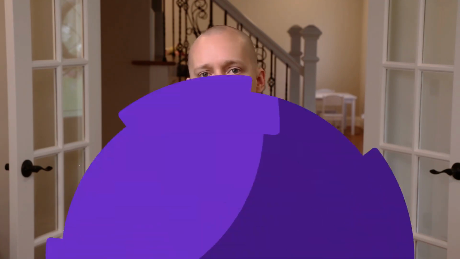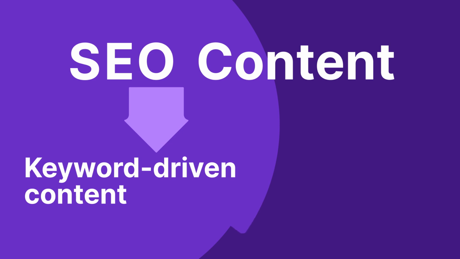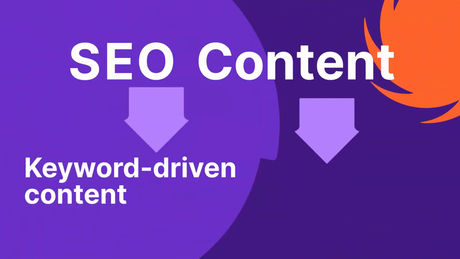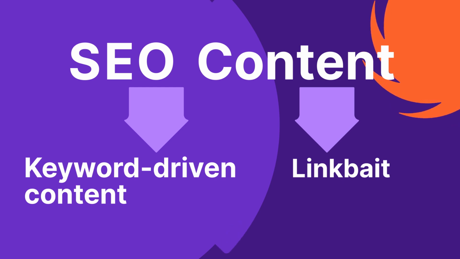So the first question is, what is SEO content? Well, I break SEO content into 2 categories. Number 1, keyword-driven content, which is content that is targeting a qualified keyword. I'll explain what it means for a keyword to be qualified in a second. Number 2 is link bait, which is content designed to attract backlinks, but isn't necessarily keyword-driven. Now, it certainly can target a keyword, but it's not a requirement. I'll give some examples later on in this training.